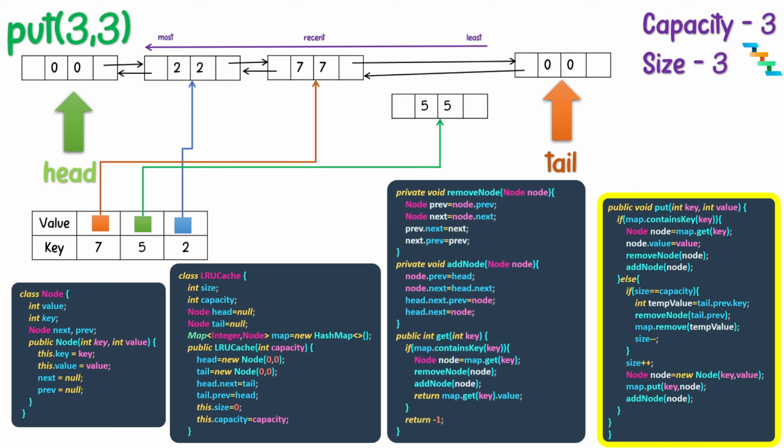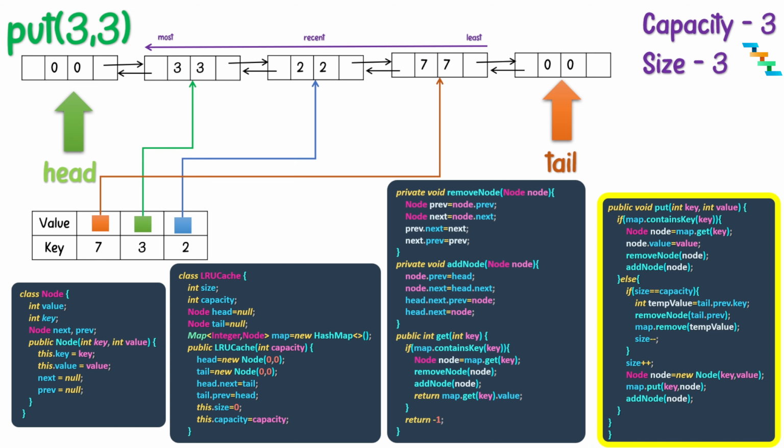The tail's previous is 5. So remove that node and then remove that node from the hash map. Then create a new node with key as 3 and value as 3. Add this to the next of head node. Now we have removed a node to accommodate this new node 3.